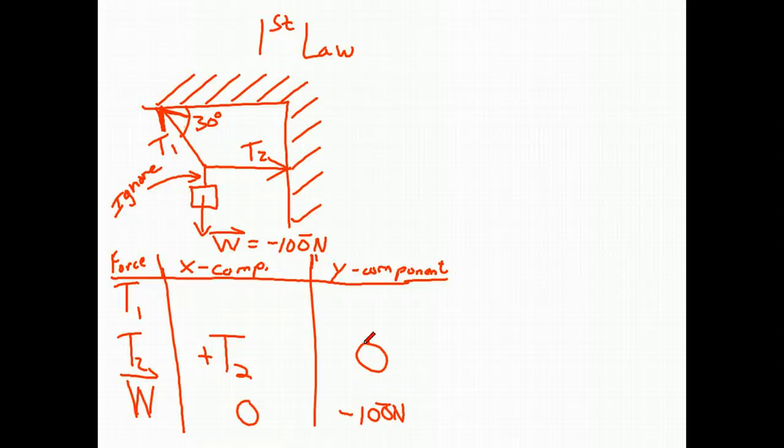Okay, so let's look at T1. T1 actually has 2 components that make up T1. I like to call those T1y and T1x. That gives us the nice right angle. This is very similar to what we do with projectile problems and that sort of thing. I'm going to draw T1 off here to the right so we get a better look at it.